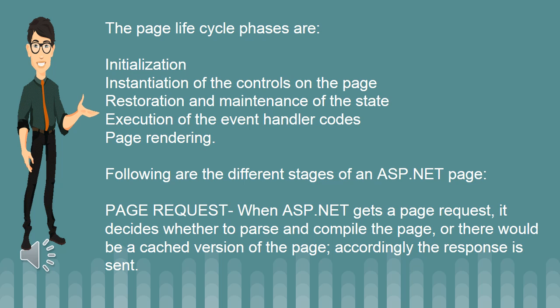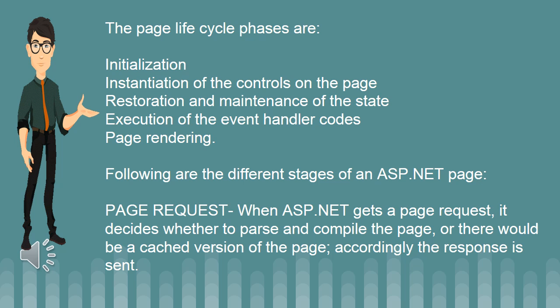The page lifecycle phases are: initialization, instantiation of the controls on the page, restoration and maintenance of the state, execution of the event handler codes, and page rendering. Understanding the page cycle helps in writing code for making some specific thing happen at any stage of the page life cycle. It also helps in writing custom controls and initializing them at the right time, populating their properties with view state data and running control behavior code.